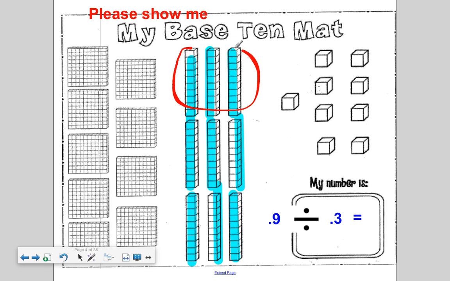Well, here's one group of 3 tenths. Here's another group of 3 tenths. Here's a third group of 3 tenths, so it must be 3. 3 is the answer. There are 3 groups of 3 tenths that go into 9 tenths.